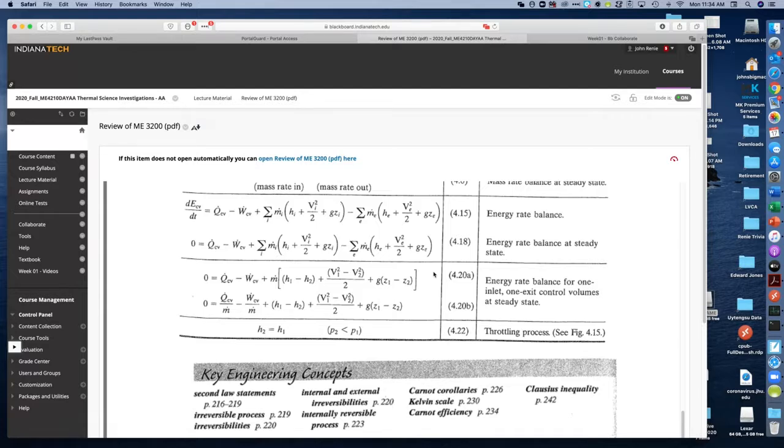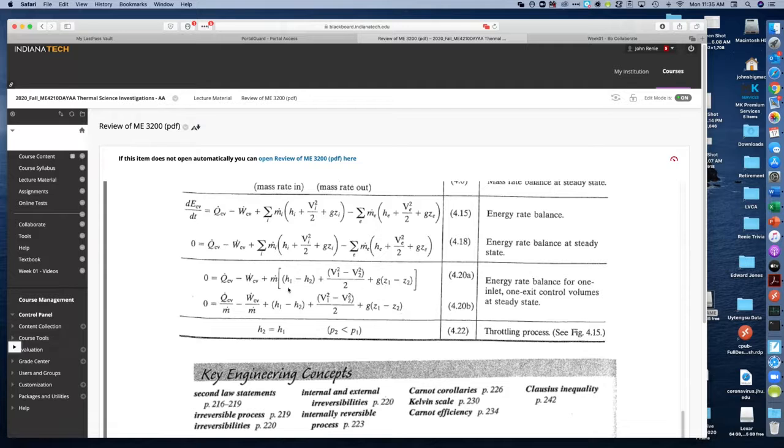Each different type of device has differences associated with it. If we're looking at a nozzle, kinetic energy is an important term, because the purpose of a nozzle or a diffuser is to either speed up or slow down the flow. And so one would have to retain this term here. If one was dealing with a pump, the purpose of a pump is to raise the fluid up to a higher potential energy level.